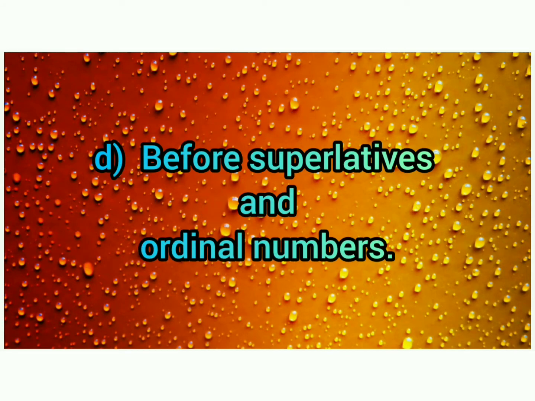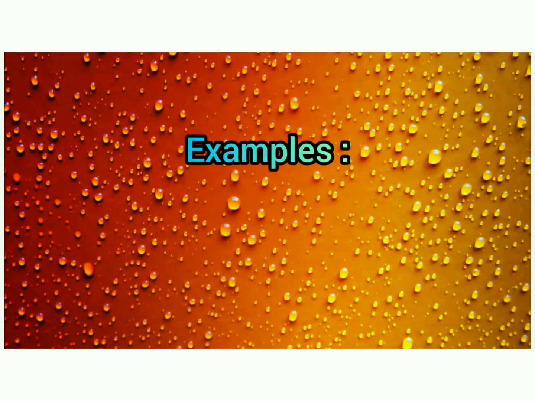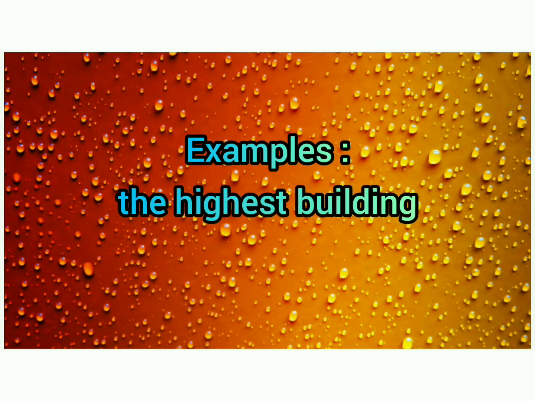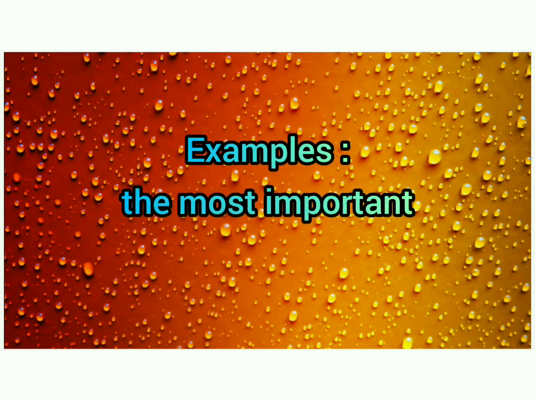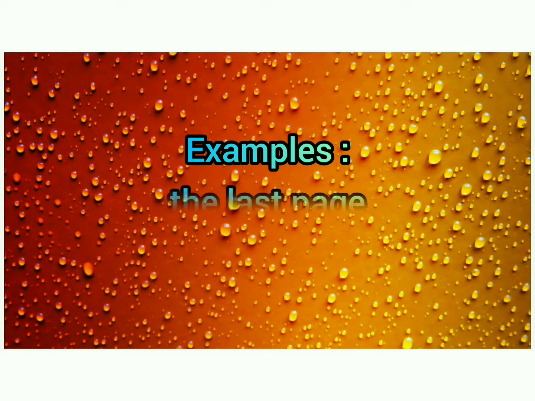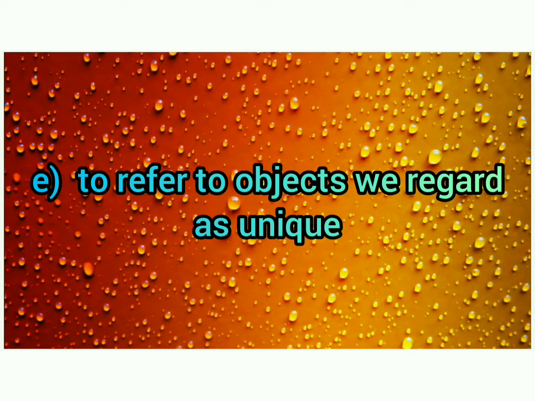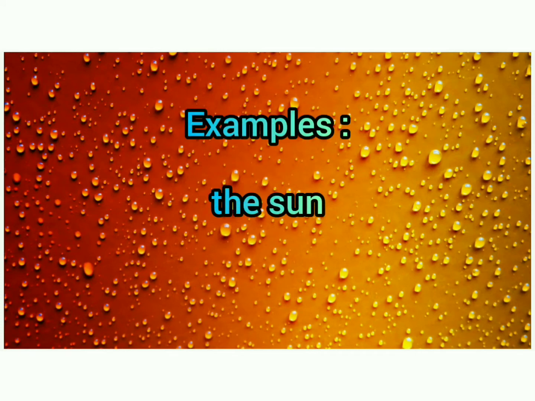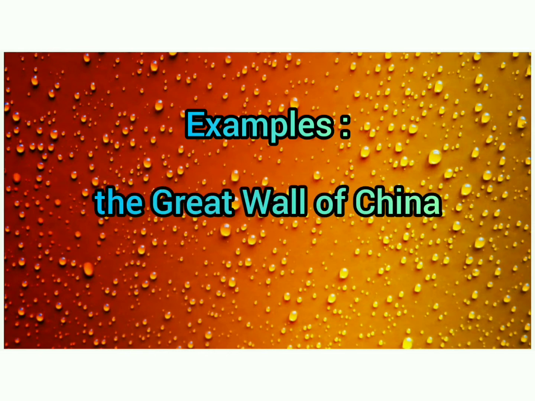D, before superlatives and ordinal numbers. Examples: the highest building, the most important, the last page, the first man. E, to refer to objects we regard as unique. Examples: the sun, the moon, the world, the Great Wall of China.